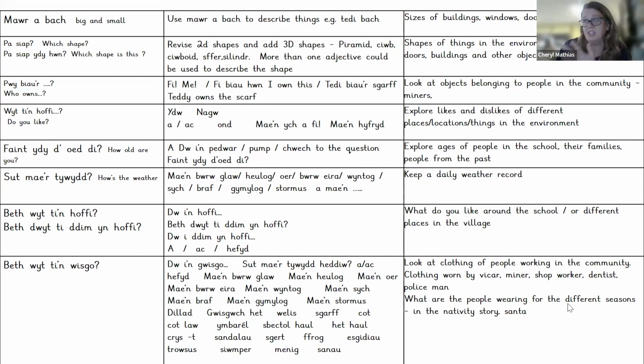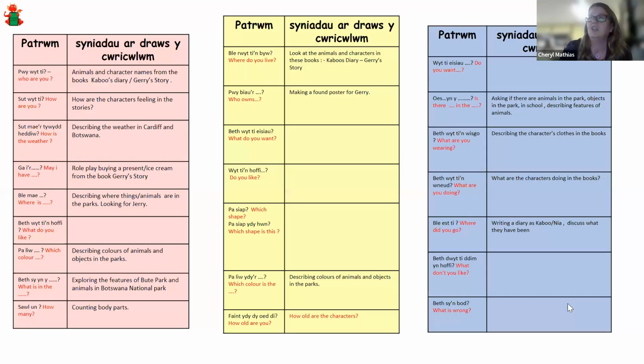Beth wyt ti'n wisgo, just quick examples there, looking at the clothing of people and their jobs in the community, the clothing of the miners. So yeah, just Christmas time then, obviously, nativity coming up. So that's one way we've tried using it, and I'm trying to give the teachers ownership, because for 2 years I've been doing it, and now I'm trying to step back. I've done lots of sessions training the staff, and I'm trying to give them the confidence to have a little go themselves. So that's one way I work with one of the teachers.